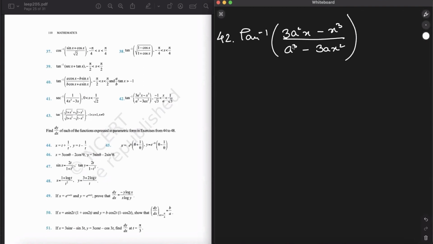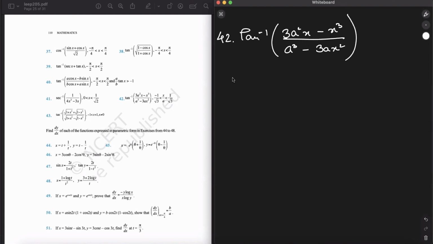So I suggest that you do these types of questions as much as you can, so that if you see a 3a square x or something that can become like this, then it should click to your mind: that is the tan formula, and that is how I must proceed. So again I'm telling you, don't go by making some algorithms by yourself.